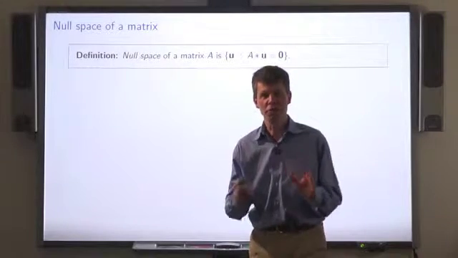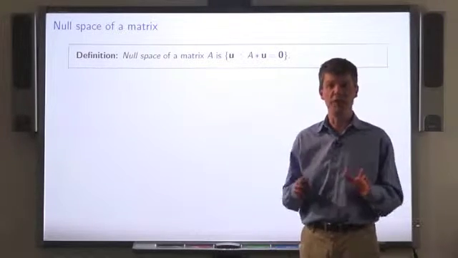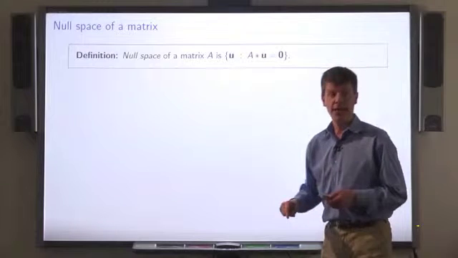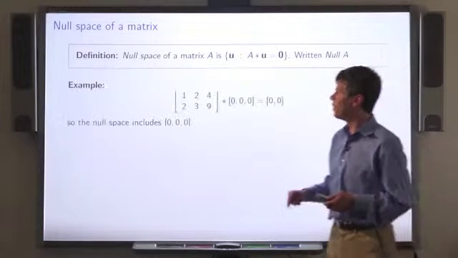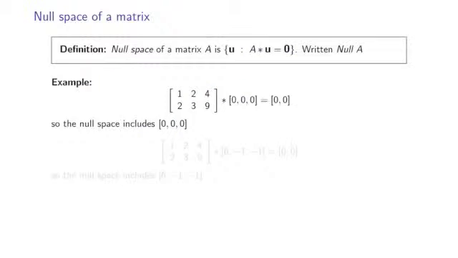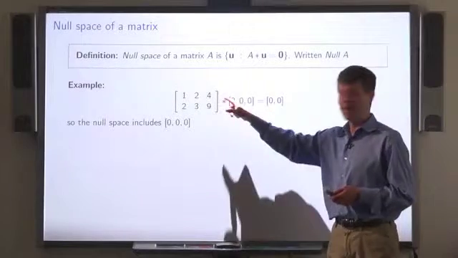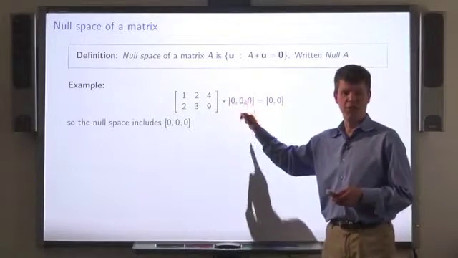Now we turn to the third vector space associated with a matrix. The null space of a matrix A is the set of vectors U such that A times U is the zero vector, and it's written null of A. So, for example, this matrix times the vector 0, 0, 0 is the zero vector, so the null space of this matrix includes 0, 0, 0.